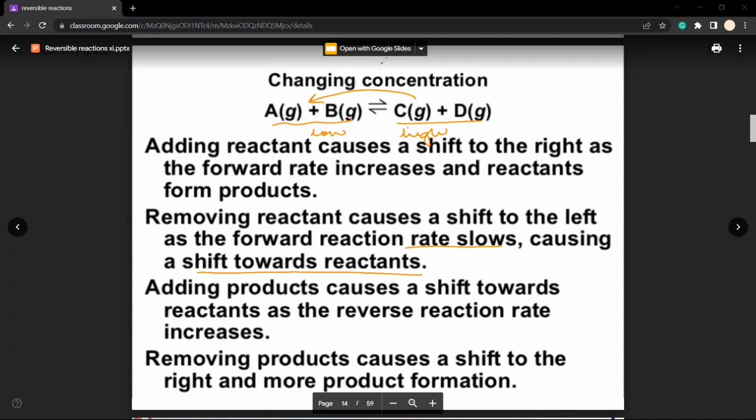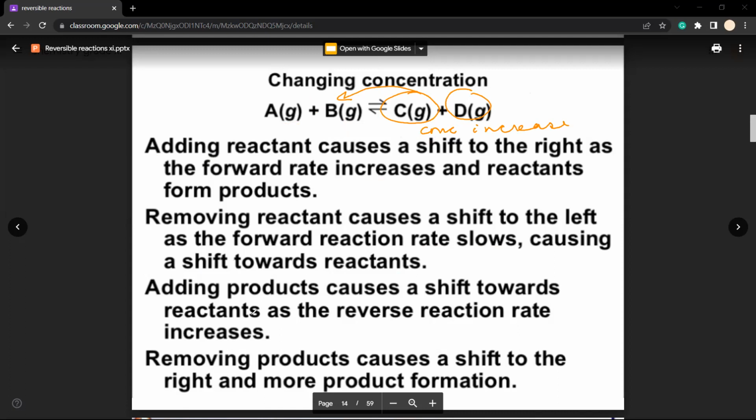Now coming to the third scenario, what happens if we add the product, if we add the concentration of C and D, if their concentration increases, then the backward direction speed will increase. So the reaction is going to go in the reverse direction, it will go in the backward direction.